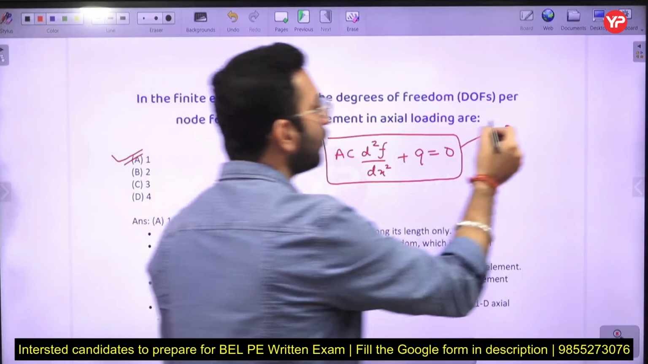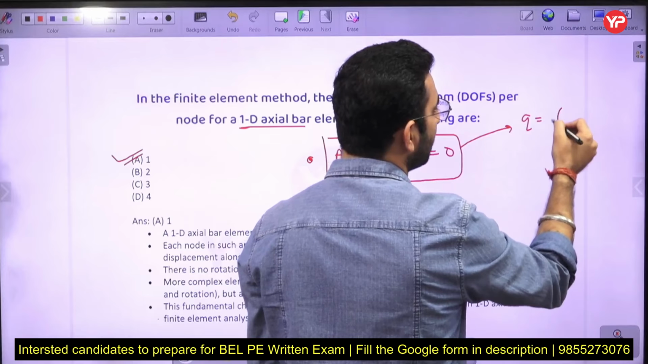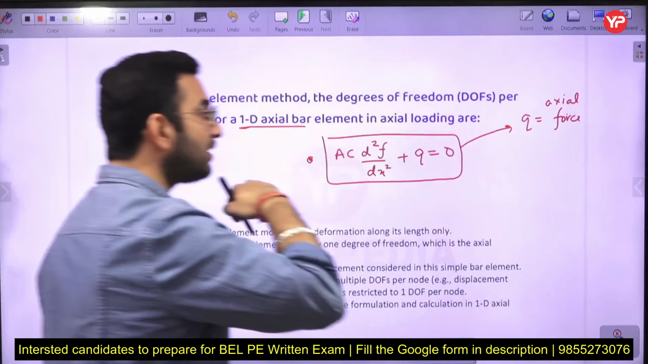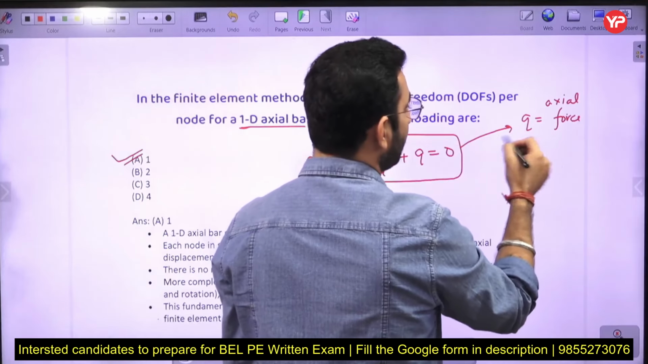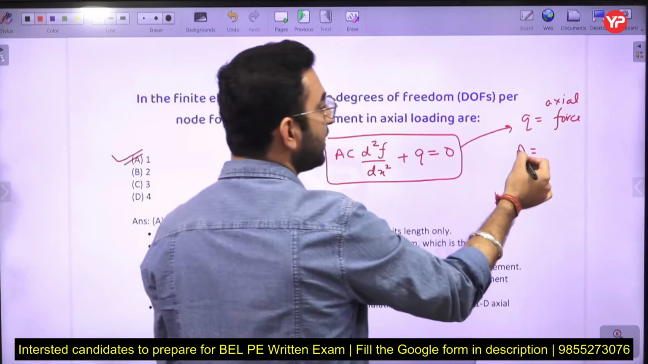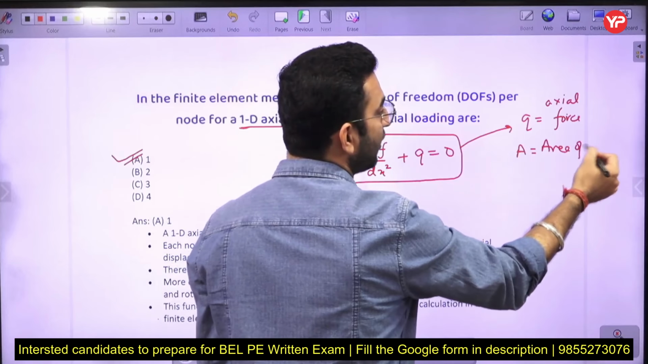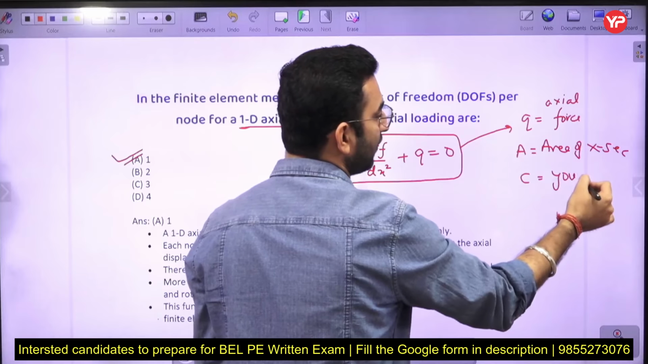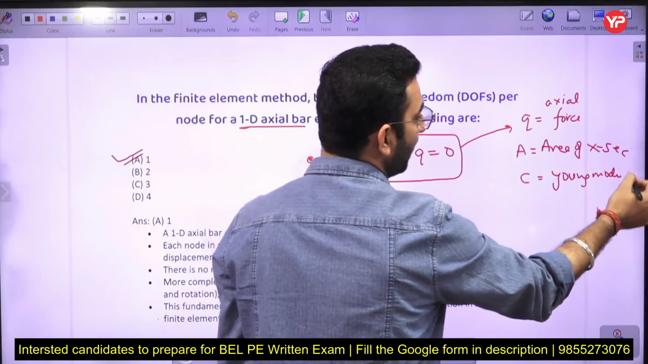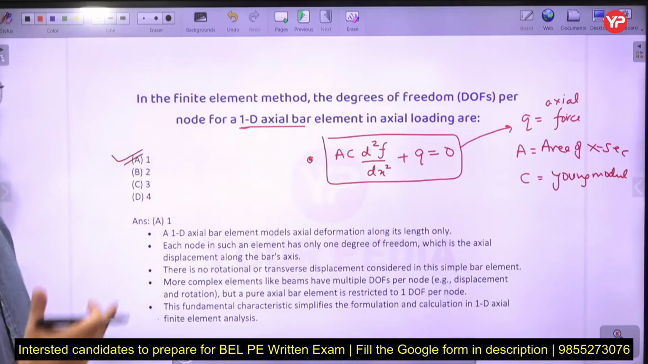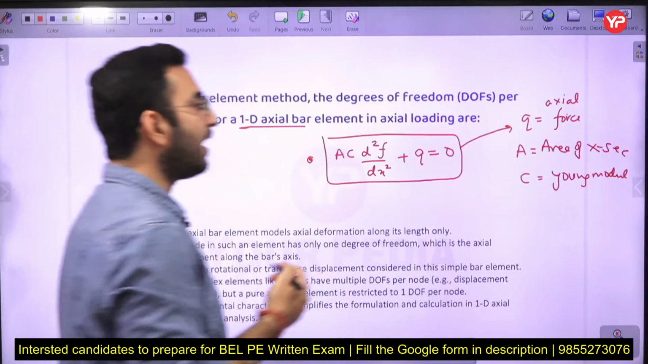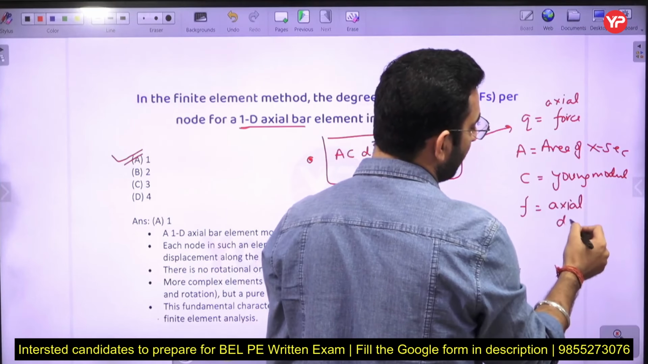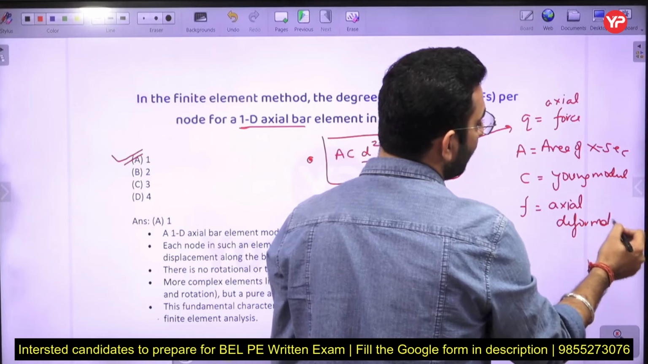In that case, what will Q represent? Q will represent the axial force acting here. Just remember that it is representing the axial force. Similarly, A represents the area of cross section. And the next thing is C. C will represent the Young modulus of the bar, if you are solving structural problems. And F is representing the axial deformation.